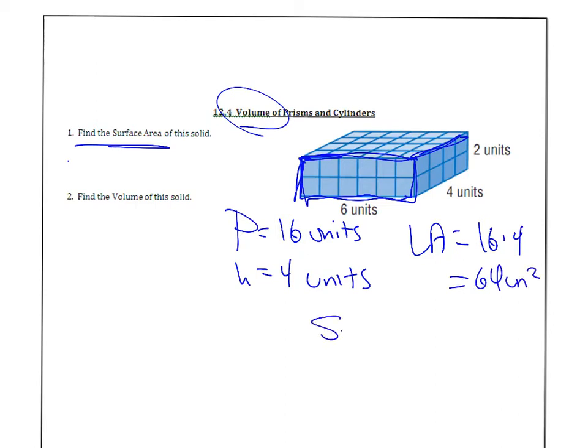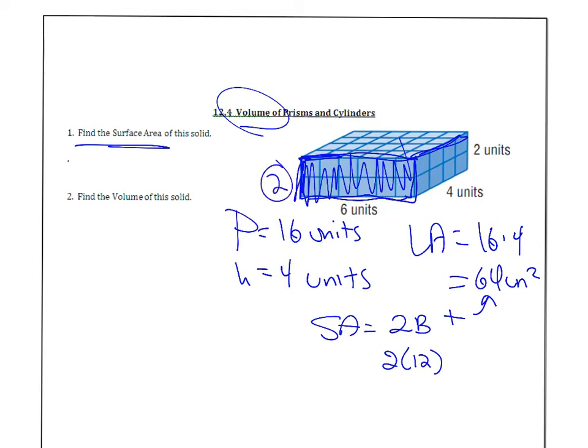So my surface area means I've got to figure out double the area of the base and add it to that. So my base is going to be 6 times 2, which is 12. So I'm going to have 2 times 12, which is 24, plus 64, for a grand total of 88 units squared. That's going to be my surface area.